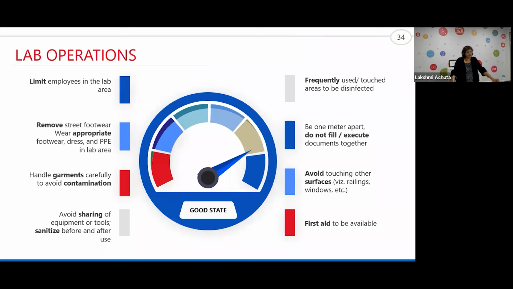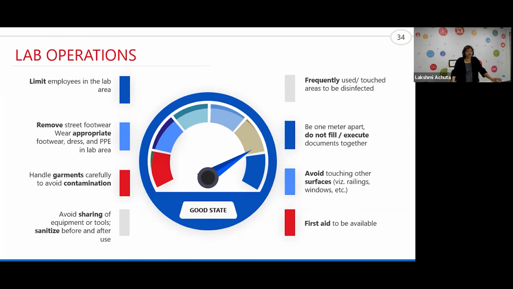Lab operations. As per the companies' or organization's norms, typically the access to the area is restricted only to the employees who have to function there. Employees come in a shift system, and typically it runs in 2 or 3 shifts. They need to remove the street footwear and wear appropriate footwear in the relevant area before they gown in and wear the PPE. They have to handle the garments carefully to avoid contamination.